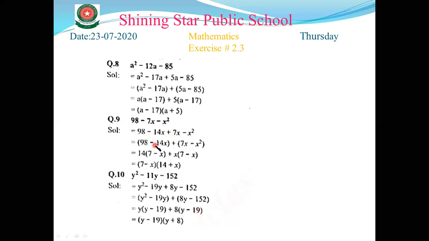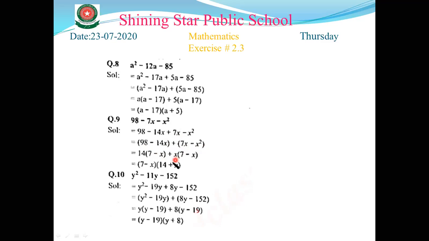Okay, ji. Now from the first two terms, we take the common 14. So it becomes 7 minus x. From these two terms, we take the common x, because 7x and x square have the common x. So we take common x.